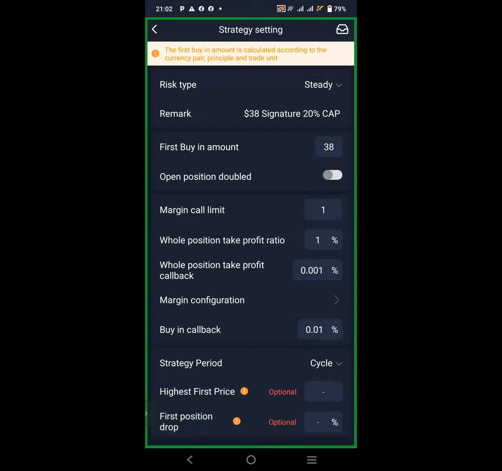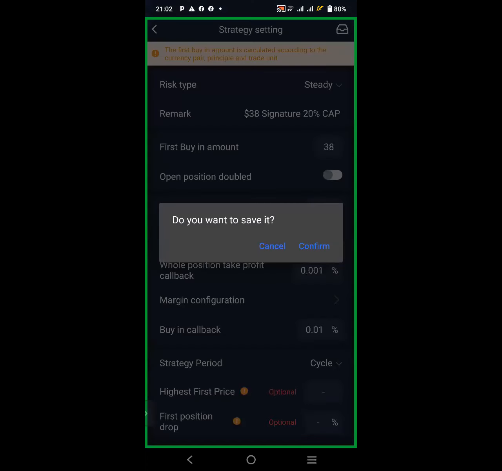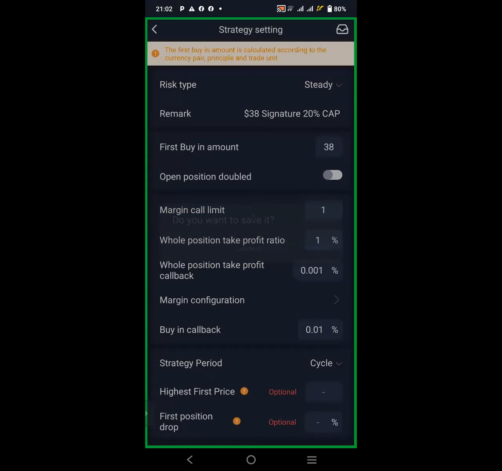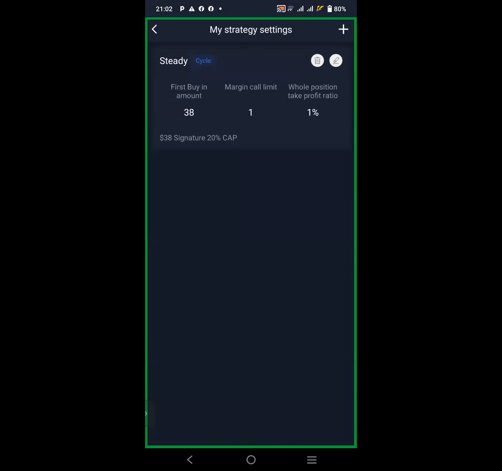On the top right corner, there's a drawer which shows you that you can save these settings. You click that and then you confirm. The robot is asking, do you want to save? And we say yes. Now, ladies and gentlemen, Coyote has created a strategy according to the capital that she has there. So now we are going to select coins to trade.